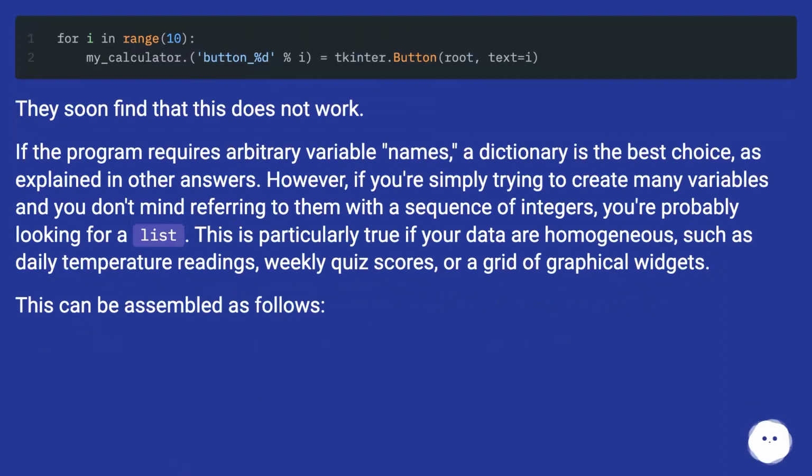If the program requires arbitrary variable names, a dictionary is the best choice, as explained in other answers. However, if you're simply trying to create many variables and you don't mind referring to them with a sequence of integers, you're probably looking for a list. This is particularly true if your data are homogeneous, such as daily temperature readings, weekly quiz scores, or a grid of graphical widgets. This can be assembled as follows.